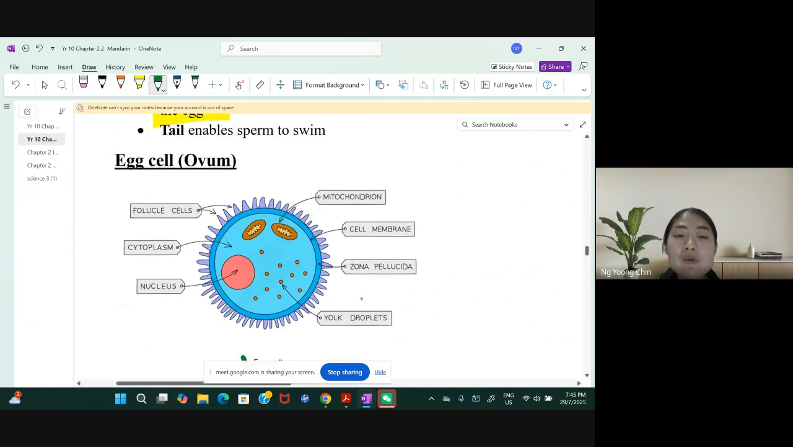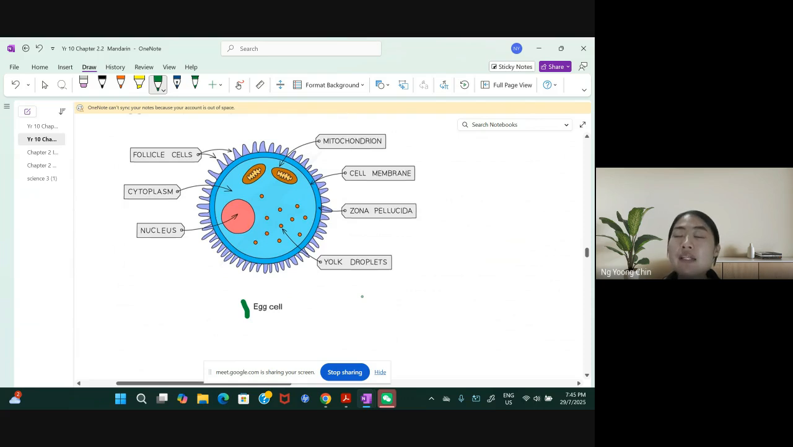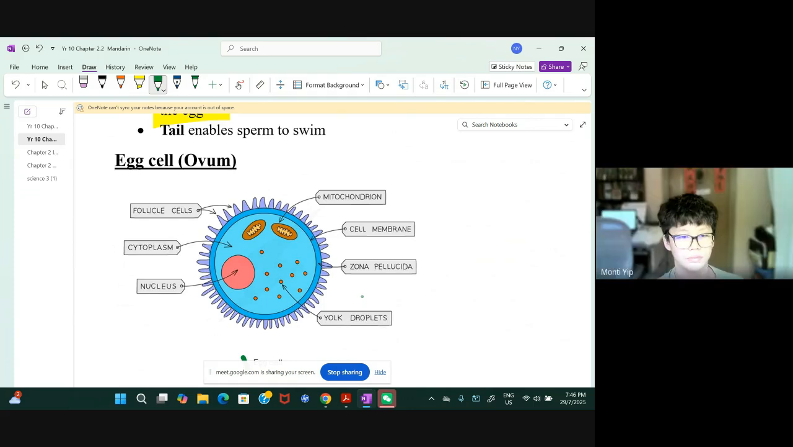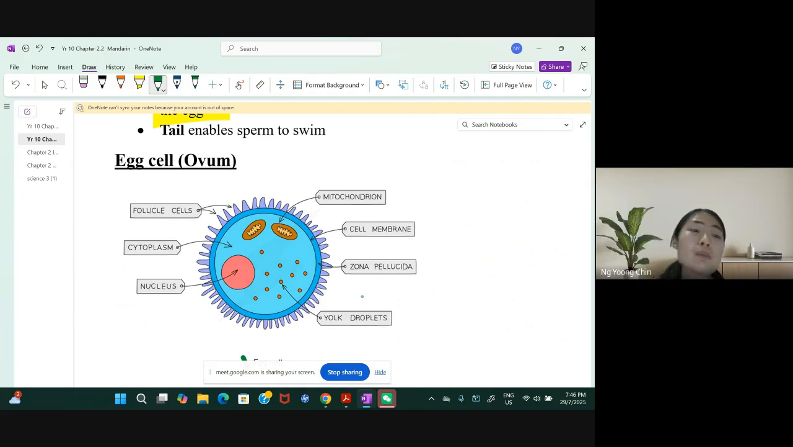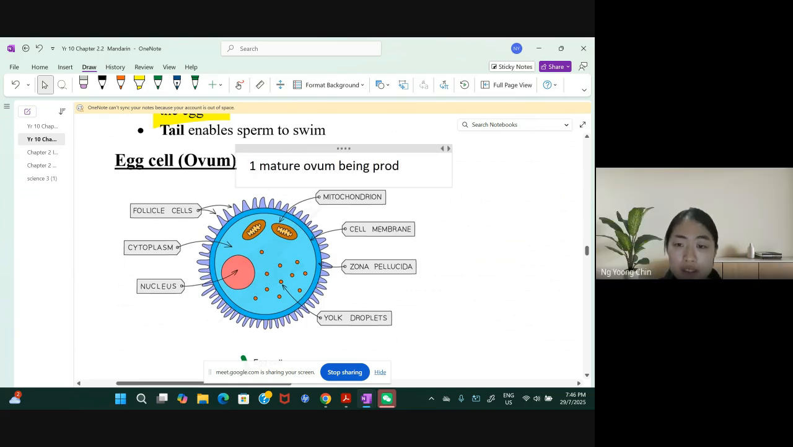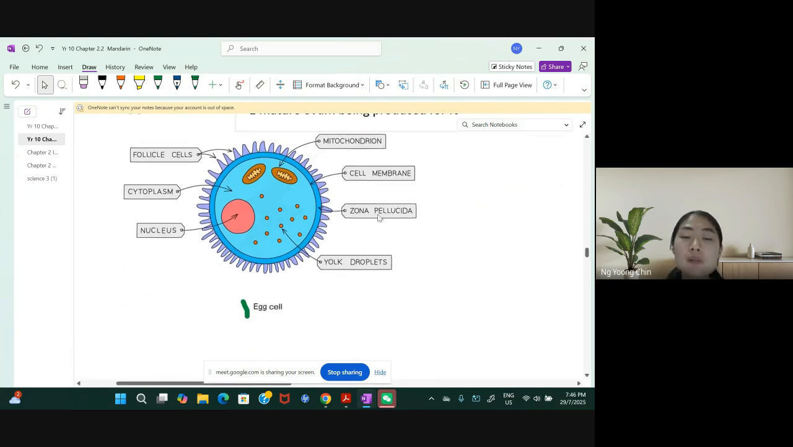Because every time, after the menstruation cycle, usually the ovary will produce one mature ovum only. Just one mature ovum being produced for the fertilization. So that's why the sperm cells compete with each other to see which sperm cell can reach the ovum faster. And then let me guide you through the structure of the ovum.